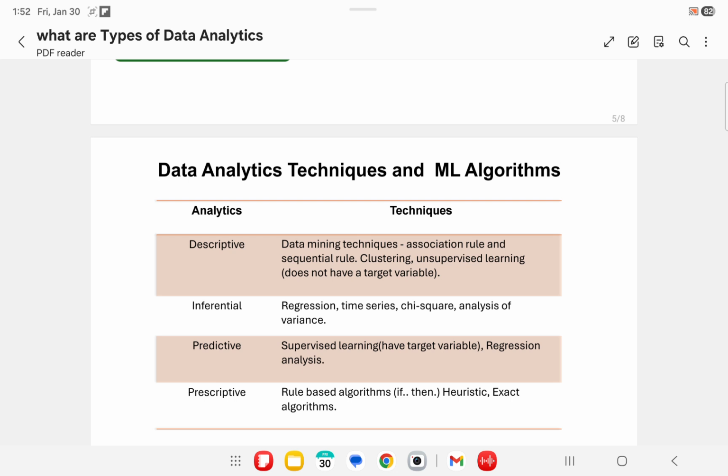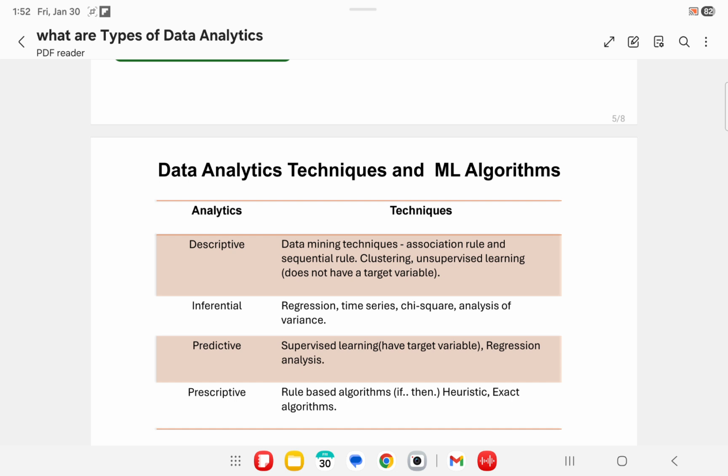Techniques used by descriptive analytics are data mining, association rule mining, and sequential rule mining. If you want to understand what data mining, association rule, and sequential rule are, please watch the video titled Data Flow from Data Center to Data Analytics. I have provided the link for the video in the video description.